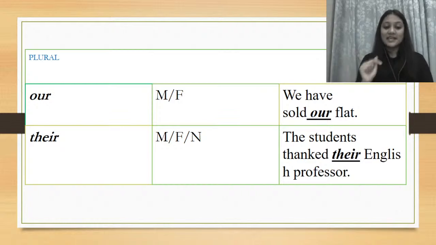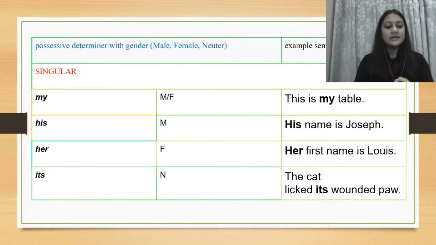Next is their. It can be used with male or with any of the objects, right? The students thanked their English professor, right? What did it say? It says the students thanked their English professor. So it's about the collective, the students in a very collective format, right? The fraternity of students in that scenario, right? So our and their are plural possessives, and my, his, her, its are singular possessives.